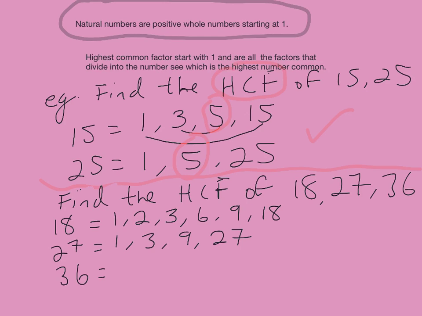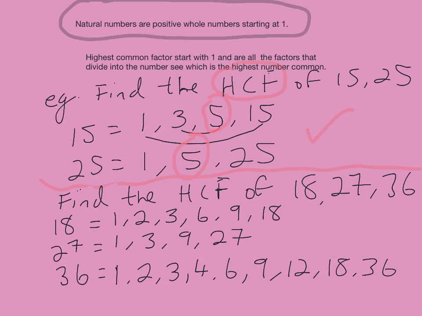And then we do the same with 36. So 1 divides into 36, 2 divides into 36, 3 divides into 36, 4 divides into 36, and 6 divides into 36, because 6 sixes give you 36. 9 by 4 gives you 36. And then 12 divides into 36, 18 divides into 36, and 36 divides into 36.